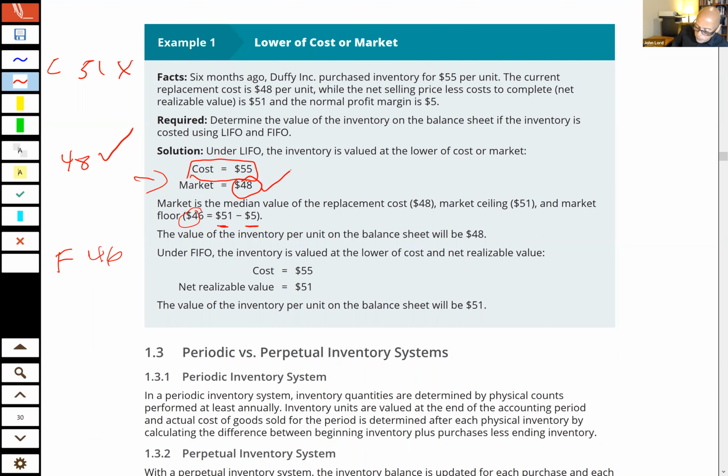For all other inventory methods, if they're using FIFO, for example, you're still evaluating lower of cost or market, but now I don't have to calculate a floor. I just need to look at what's lower, my cost or my net realizable value. Net realizable value, by definition, is the 51, which we calculated as the ceiling earlier. So I'm going to carry it now at the net realizable value. Question?